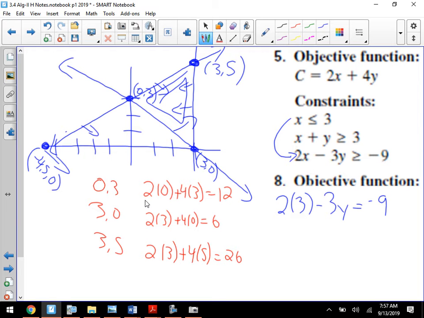Remember, what we're doing is we're just working through our ordered pairs, and we're substituting them into the actual, what do you call it? Objective function. Okay. Keep going.